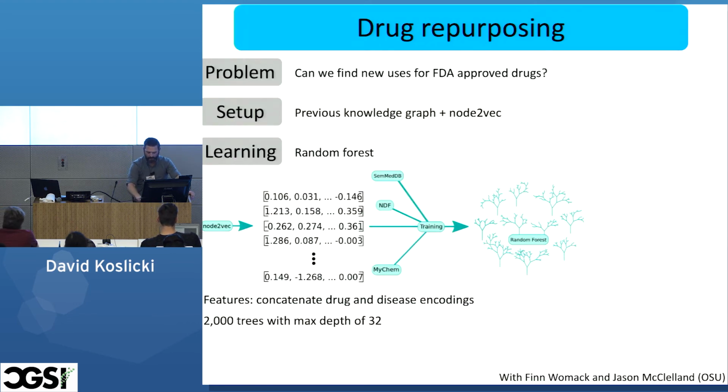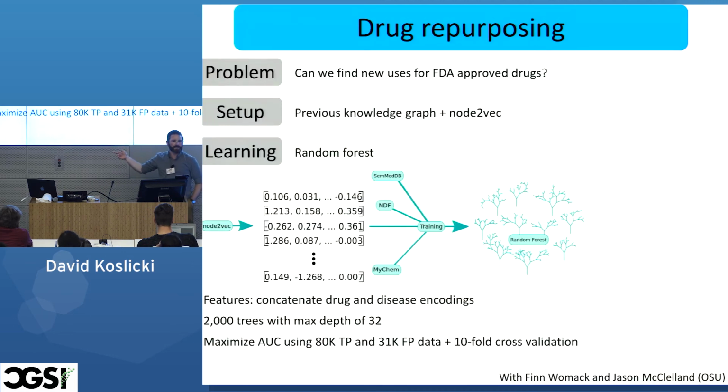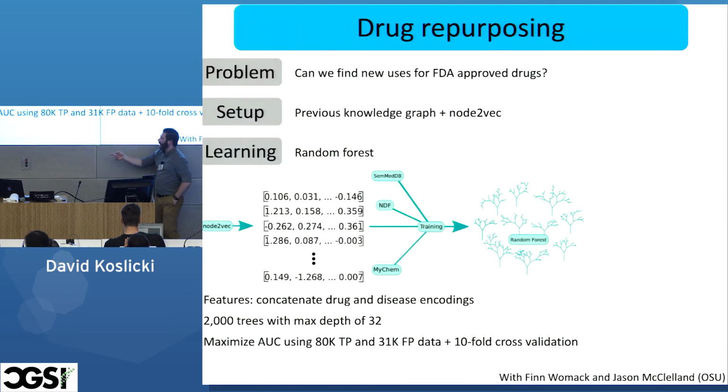And then I can throw it inside a random forest, like right over here. We found out that it was optimal when we had about 2,000 trees of max depth of 32. But in just a minute, I'll give you a little more about the accuracy here. Basically, the way we train this thing is we want to maximize our AUC, given our training data, our true positives and our true negatives, not false positives, using tenfold cross-validation.